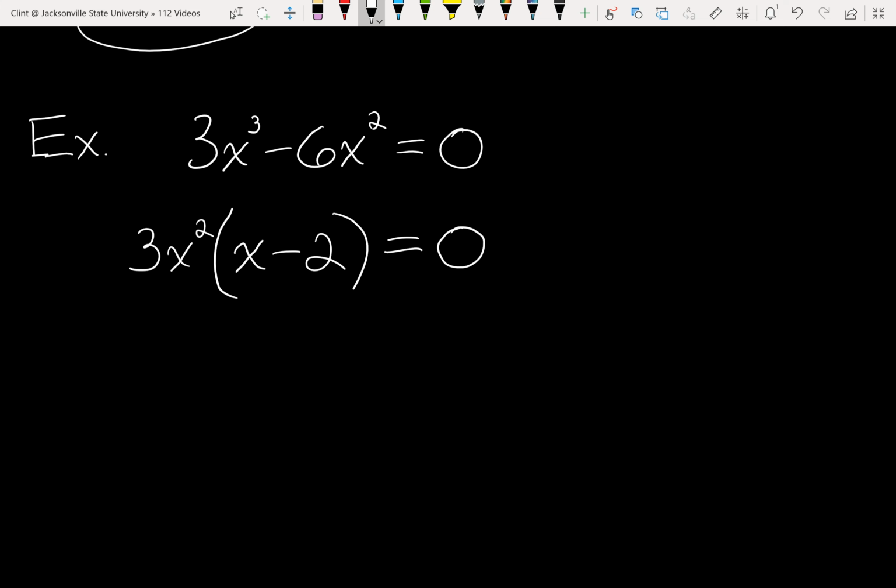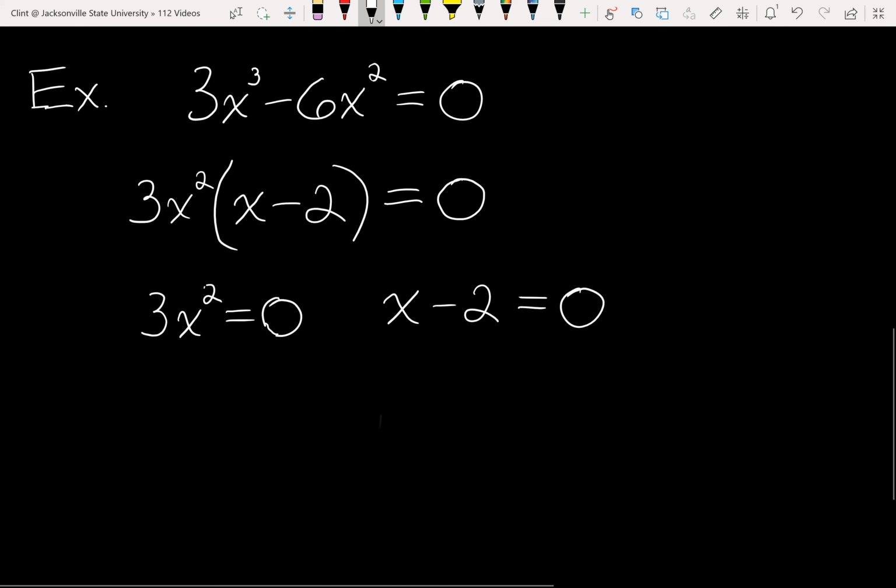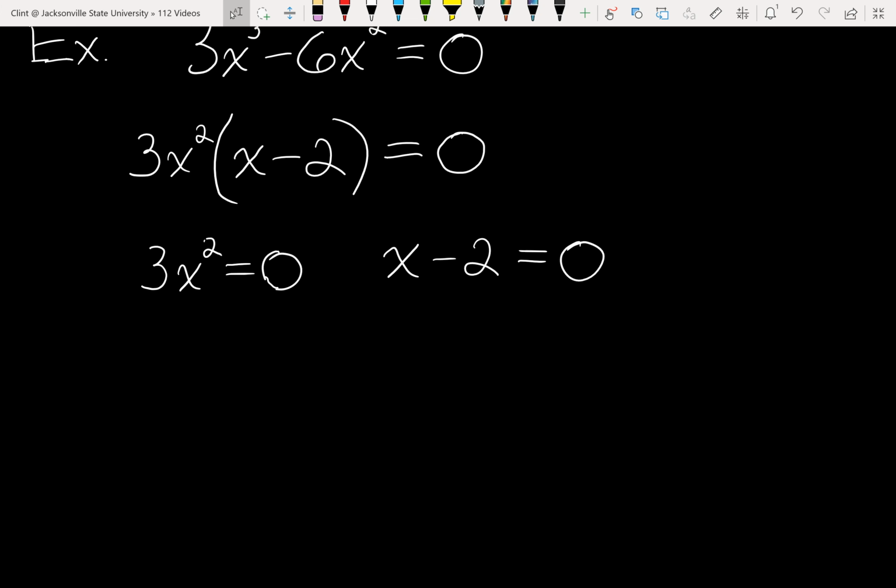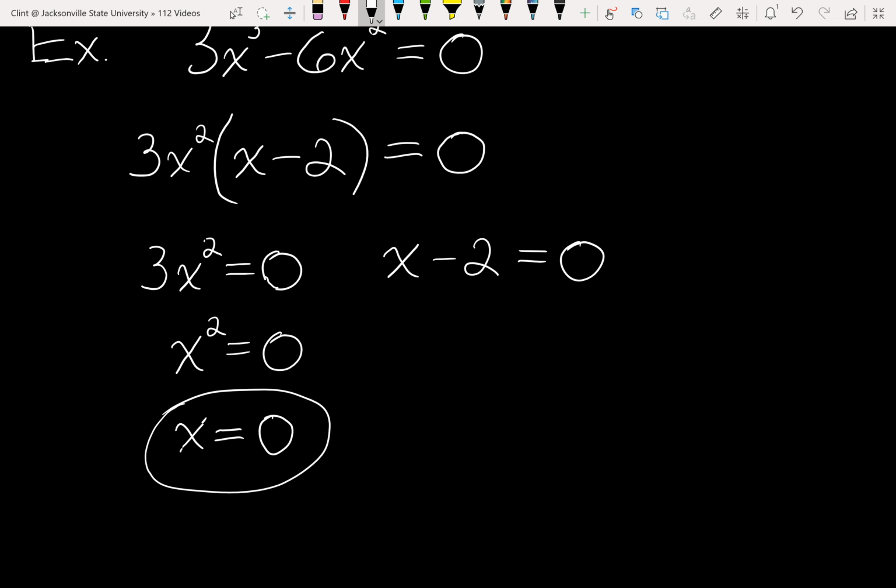So now we take each factor and set it equal to 0. So here that's 3x squared equals 0. Okay, and x minus 2 equals 0. On the left side, if you see that that's going to be 0, that's fine. If not, if you want to write down all the steps we could take, we'll divide both sides by 3. 0 divided by 3 is still 0. We take the square root of both sides. We get x on the left, and the square root of 0 is plus or minus 0, which is just 0. But if you just see that's 0, that's fine.